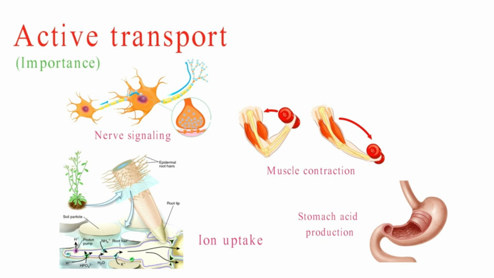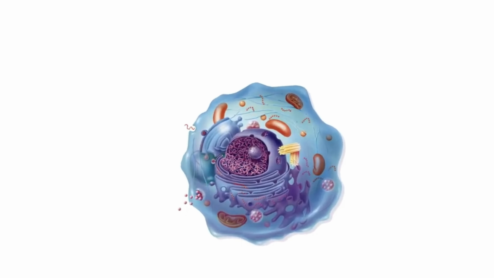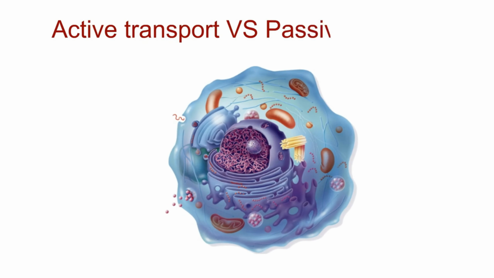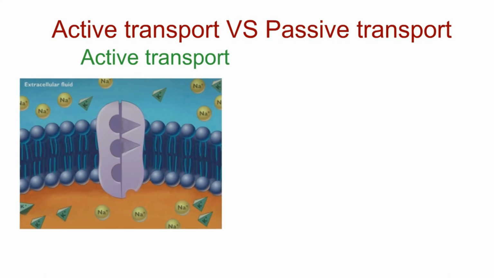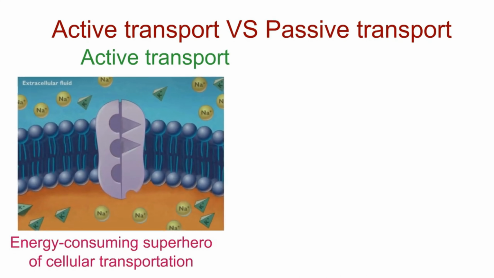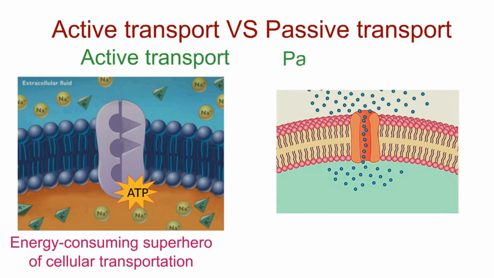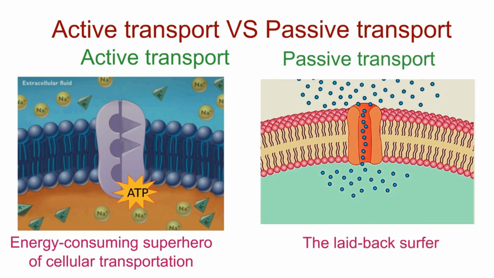Before proceeding further, let's look at the key differences between active and passive transport. In the world of cell biology, two essential processes govern the movement of substances through the cell membrane: active transport and passive transport. Active transport is like the energy-consuming superhero of cellular transportation. It requires energy, typically in the form of ATP. On the other hand, passive transport is the laid-back surfer of cellular transport. It does not require energy.